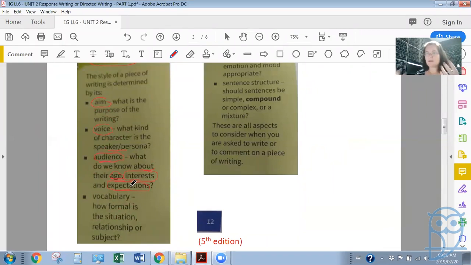Are you writing to your mother? All of that will change how you write. Will change what you are writing as well. Okay, so now what about vocabulary? All right, we're almost going to run out of time.